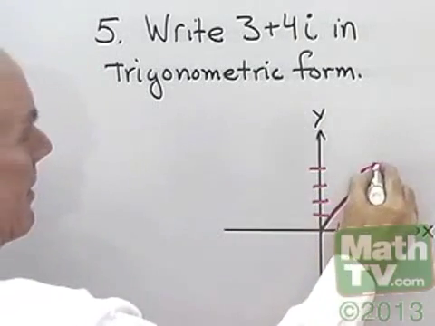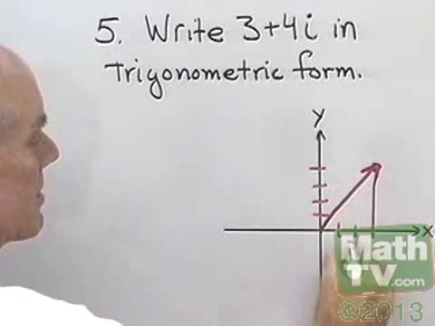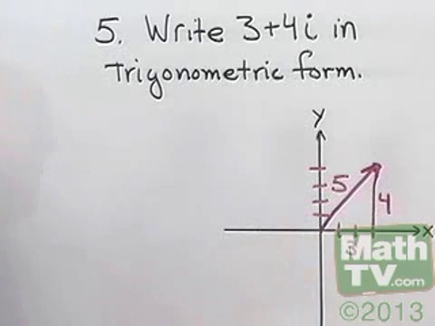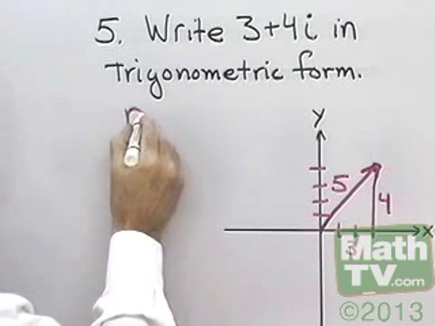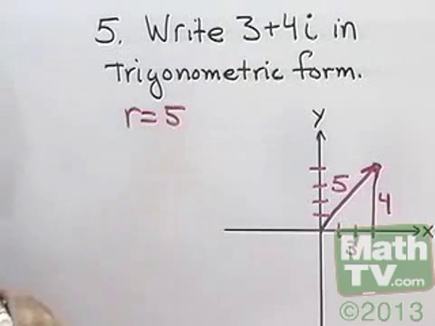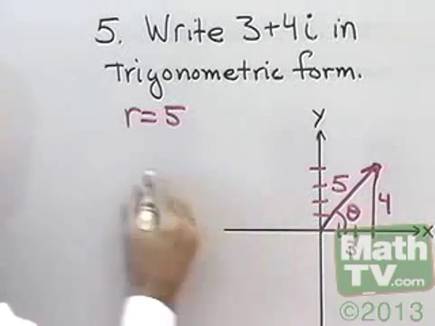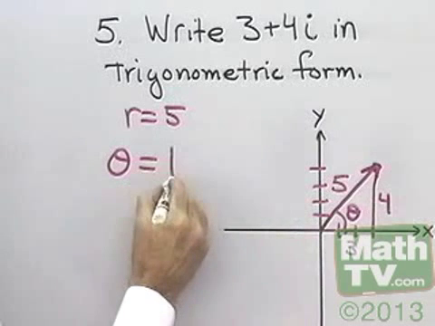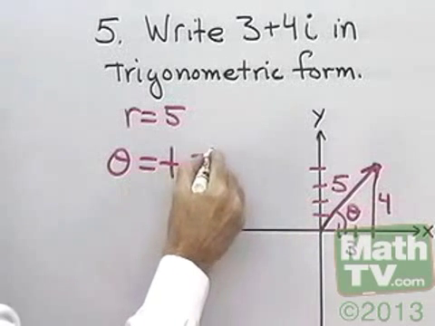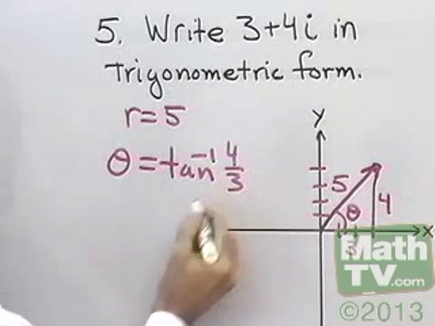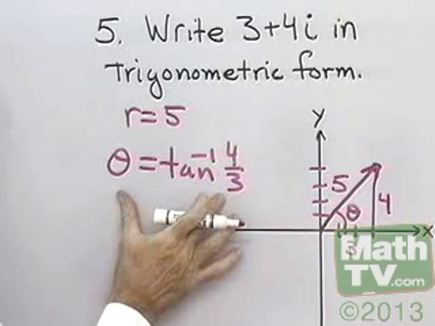Now I know that with this right triangle right here, this is 3, this is 4, so this must be 5 by the Pythagorean theorem. So I have r is equal to 5. The only other thing I need to find is theta. So theta right here is going to be the inverse tangent of 4/3. So it's the angle whose tangent is 4/3. Now that's its exact value.